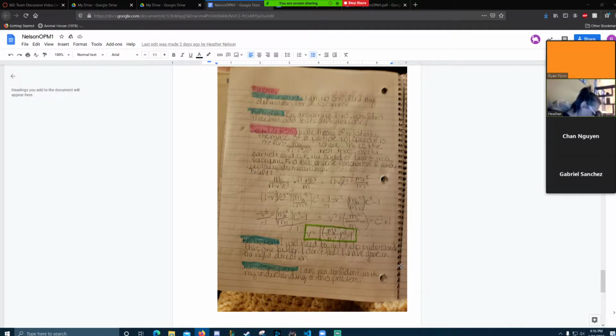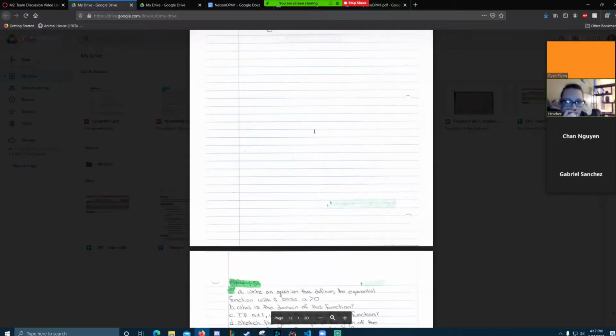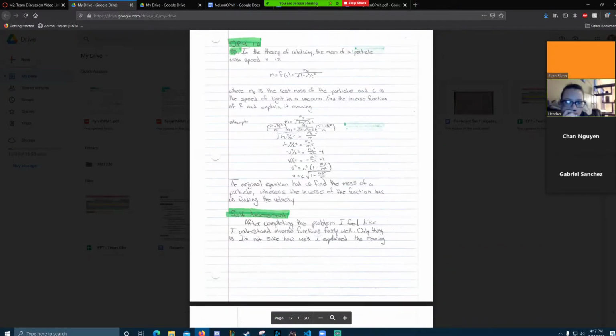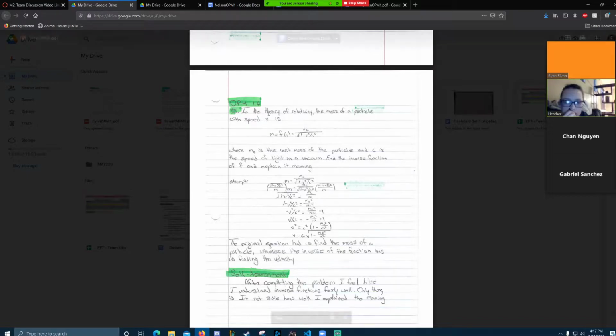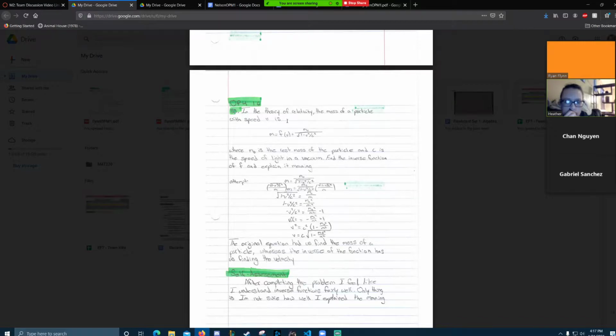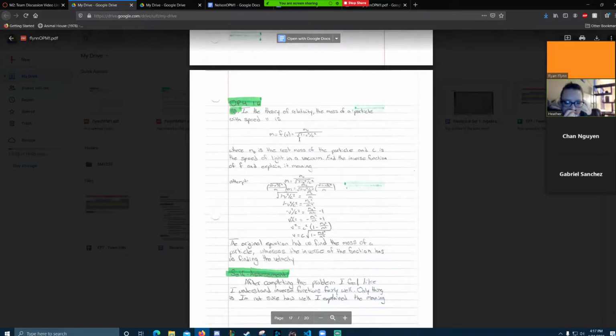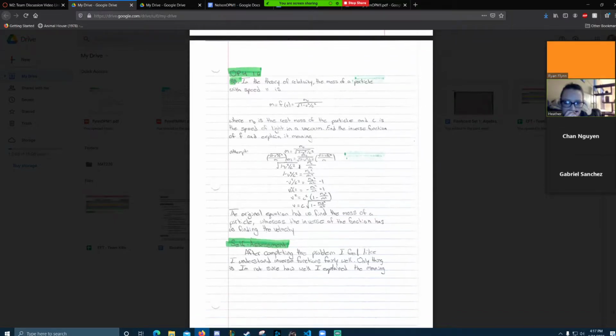This one is in the theory of relativity, the mass of the particle with speed v is m equals f of v equals m0 over the square root of 1 minus v squared divided by c squared, where m0 is the rest mass of the particle and c is the speed of light in a vacuum. Find the inverse function of f and explain its meaning. Let me pull up mine. Okay, so here's what I did.